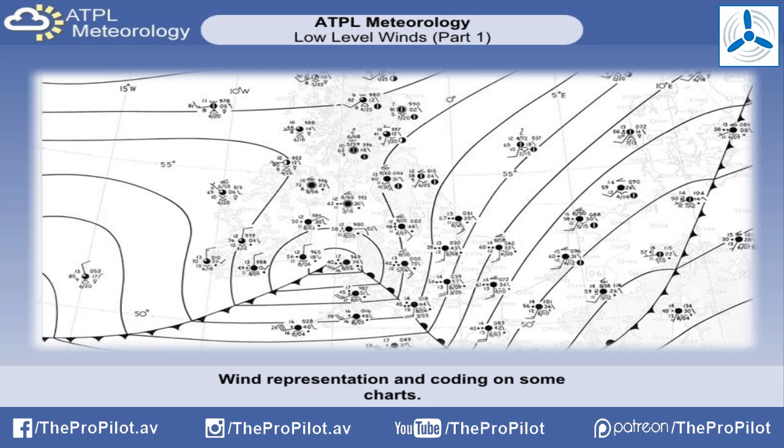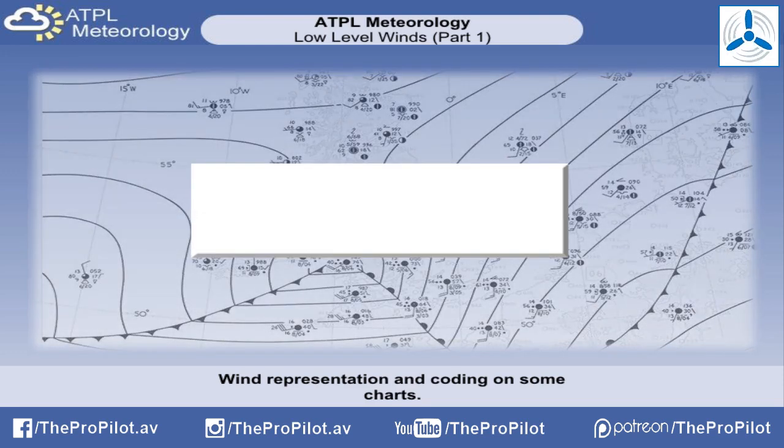On some weather charts, you may see wind speed and direction being coded. Shown here are a few examples of how these are presented. Let's take a look at example number 1. The circle denotes the point of observation or the location of the reading. The direction is shown by a straight line coming from the circle. This line points towards the direction from which the wind is blowing. Shown here is a wind from 270 degrees. In other words, a westerly wind.